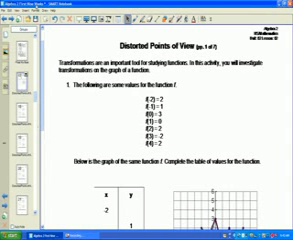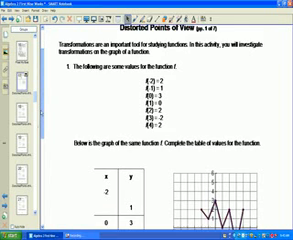Doing distorted points of view. And then we're going to still be working with transformation just like we did yesterday with frozen boat. If you remember yesterday with frozen boat, we were moving it up, down, left, and right. And I think we had it reflect across the x-axis and reflect across the y-axis. Am I right? All right. With that being said, we're going to be following the same type of thing.